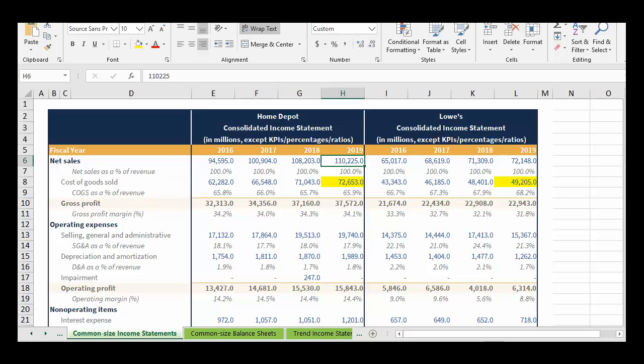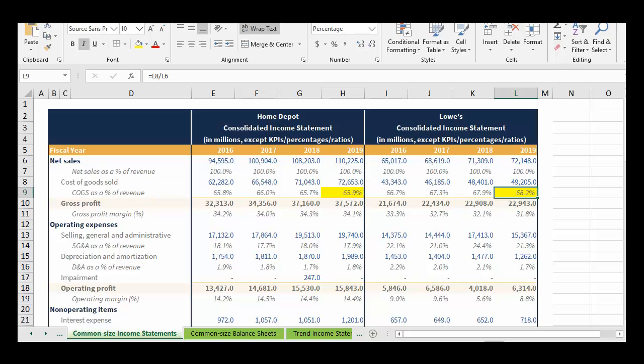But wait a minute. If you look at sales, Home Depot is a $110 billion company in 2019. Lowe's is just a $72 billion company. So Home Depot is a lot larger, so it's selling more products. Wouldn't we expect it to have a higher cost of goods sold? So we need to scale cost of goods sold by something, and we can scale it by total sales. So we've got 65.9% of sales is cost of goods sold, and for Lowe's, 68.2%. That's a difference of 2.3 percentage points.